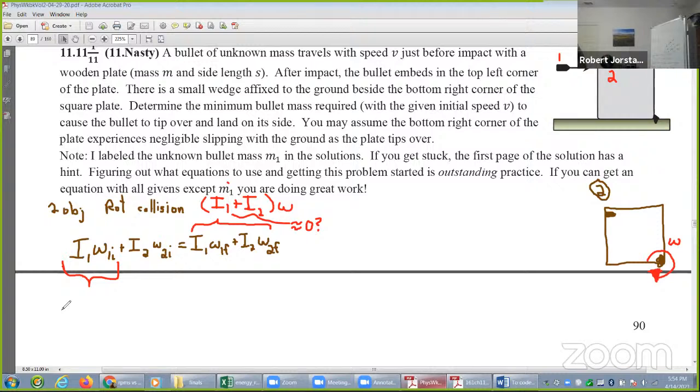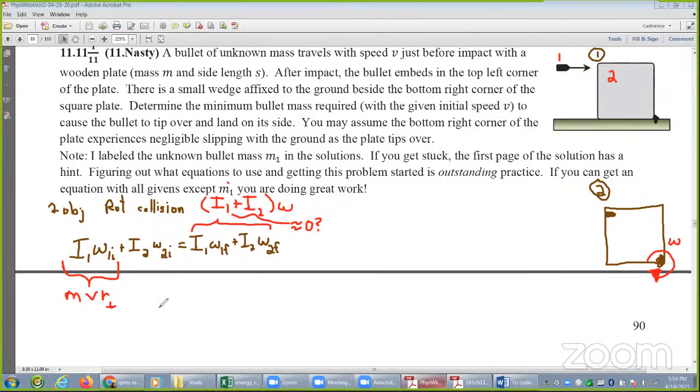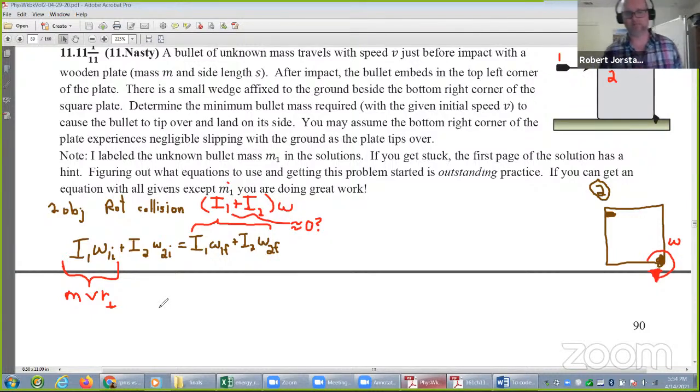What do we do when you have a point mass? Instead of I omega? Our omega? M V R perpendicular. Do you remember that? That's what I was trying to go for there. Sorry if that didn't make sense. So are we treating the bullet as a point mass? The bullet is effectively a point mass. Absolutely. Good. Do you think that's reasonable?